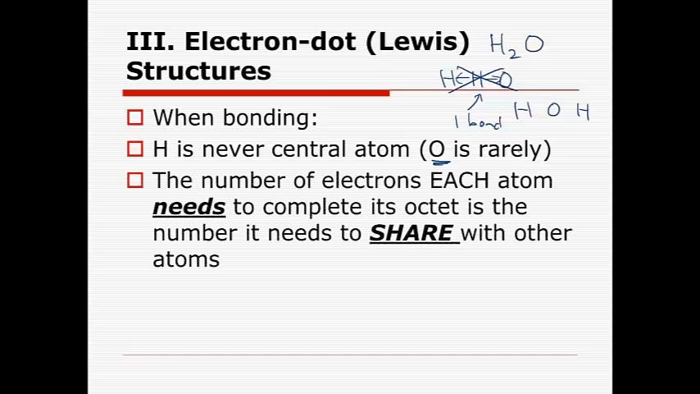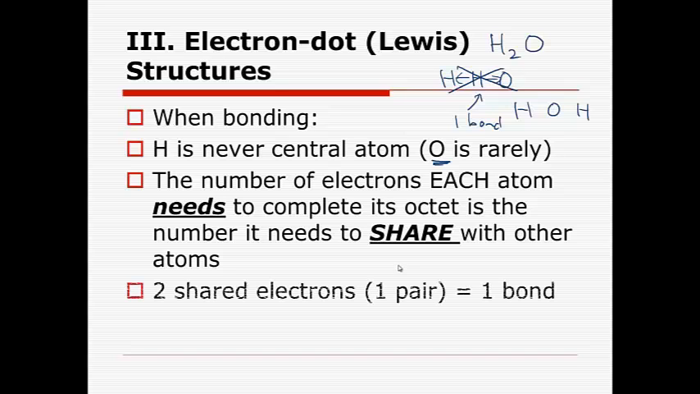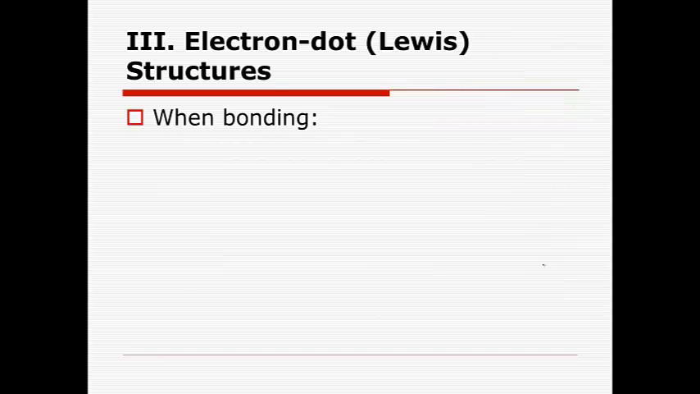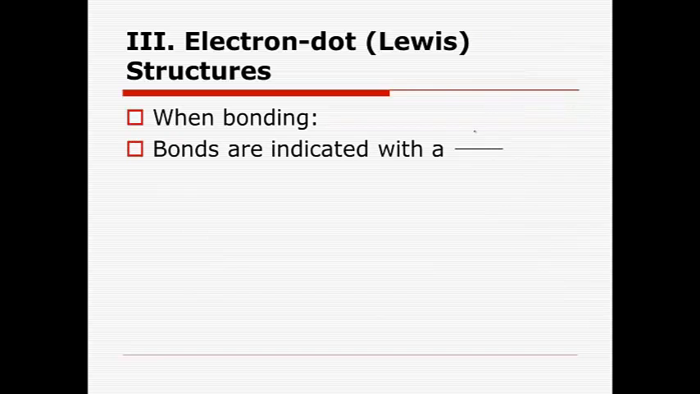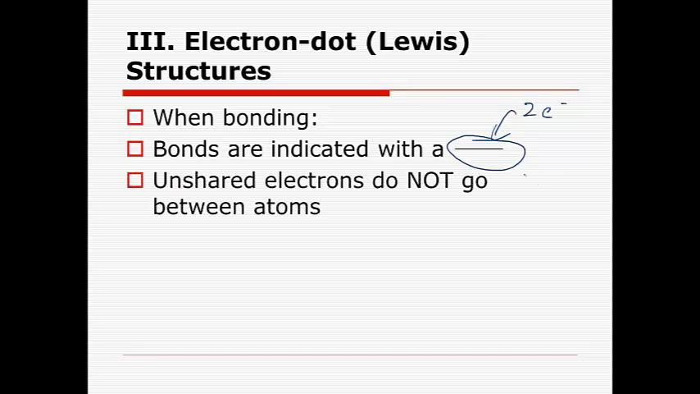Now, how do you know how to put bonds? The number of electrons each atom needs to complete its octet, that's how many each atom has to share with the other atom. We'll go over this in a second. If you have two shared electrons, which is one pair, that makes one bond. When you have two electrons being shared, we show the bond with a line. So every line means you have two electrons, two dots. Unshared electrons: just because something has 6 electrons doesn't mean it's going to share all 6. Any ones that are not going to be shared, do not put them between atoms that are bonding.